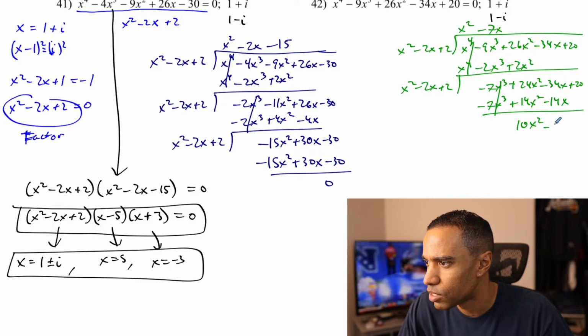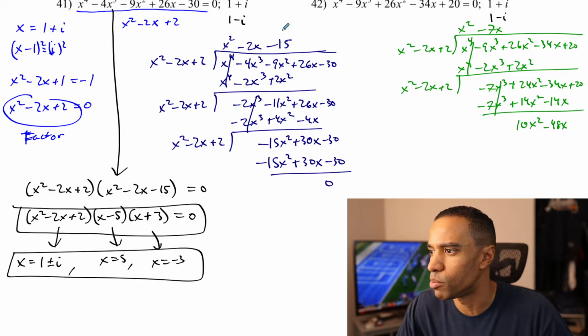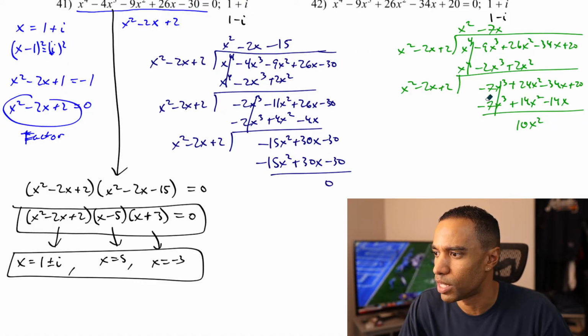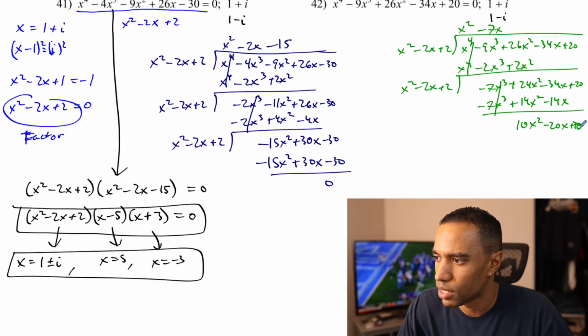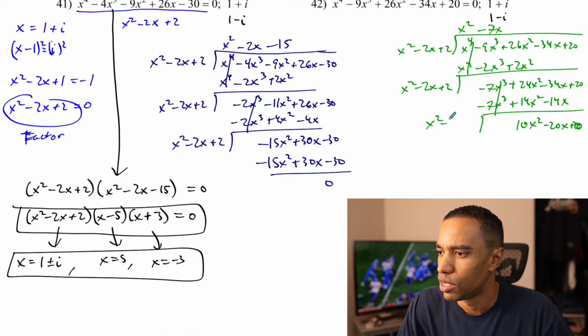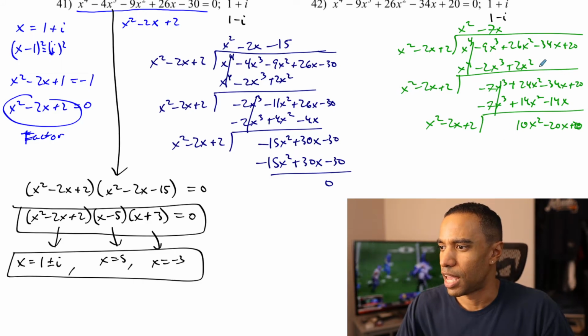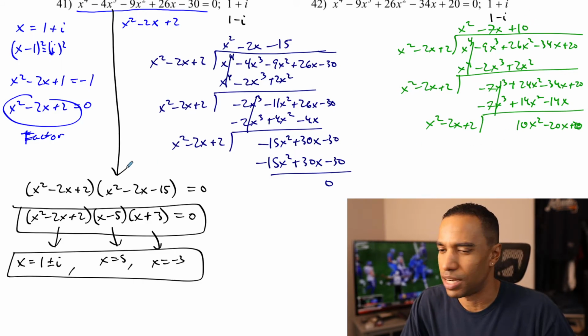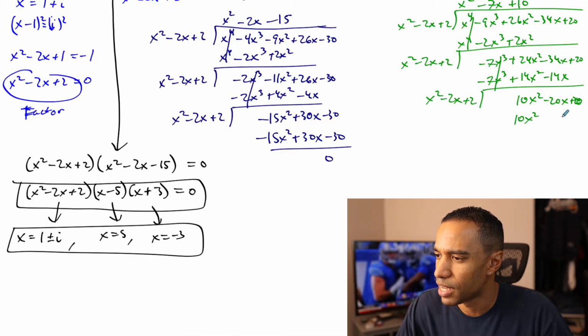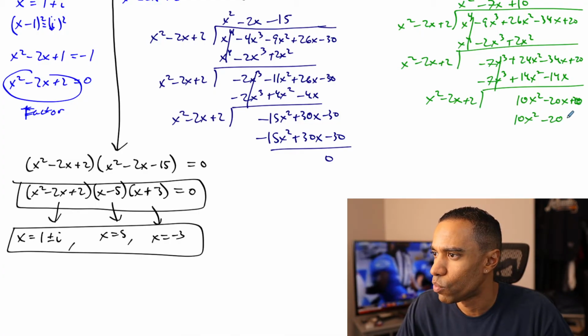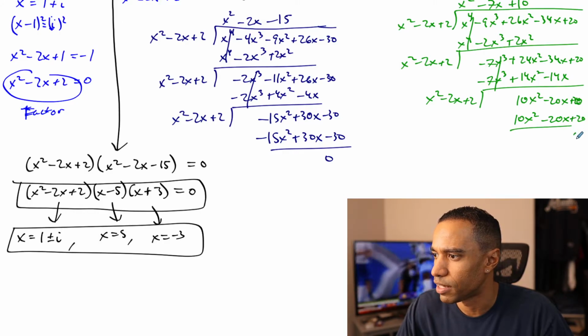10x squared minus, oh, excuse me, minus 20x. I don't know why I just did that. Minus 20x plus 20. Yeah, that should work out. Already kind of getting the hand cramp. Plus 10. Yeah, that's also factorable. So 10x squared minus 20x plus 20 factor 0.